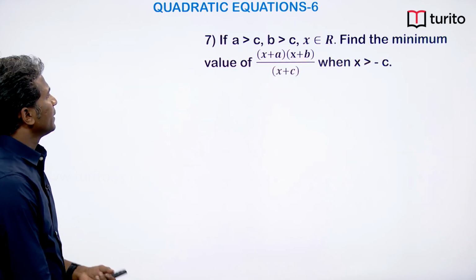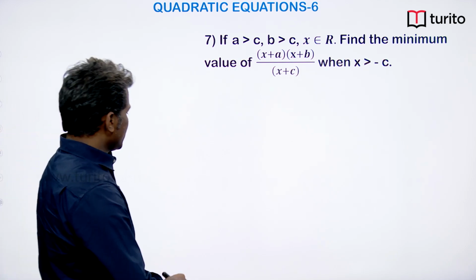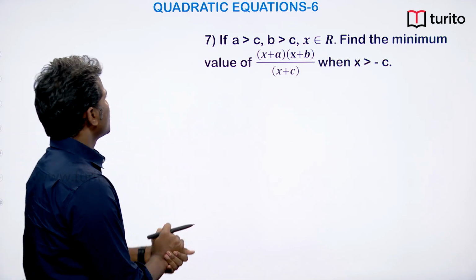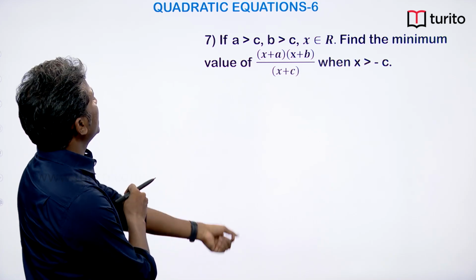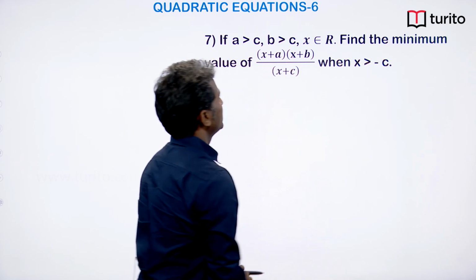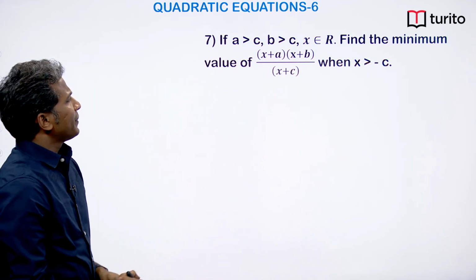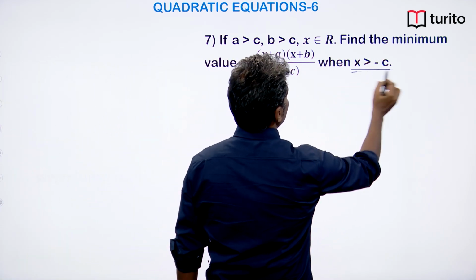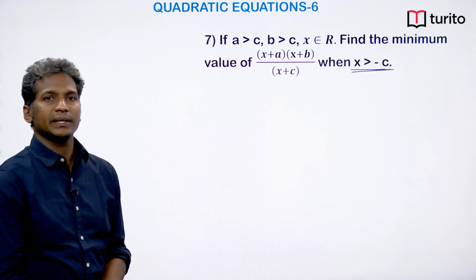Okay, next. Suppose, let us say, there is a question here. The question is: A greater than C, B greater than C, find the minimum value of this function. And here there is a condition that x is greater than minus c.